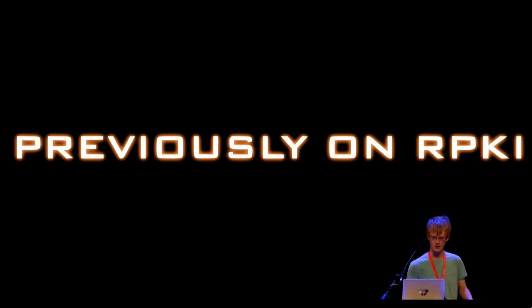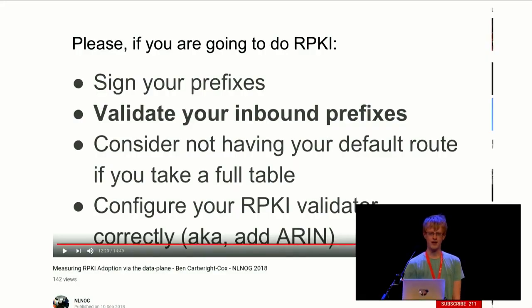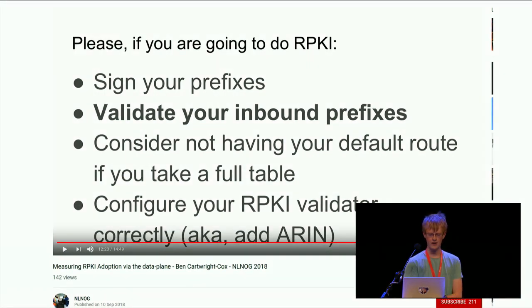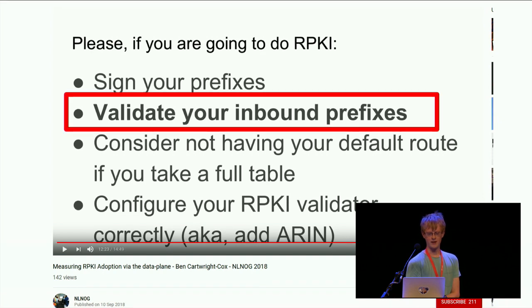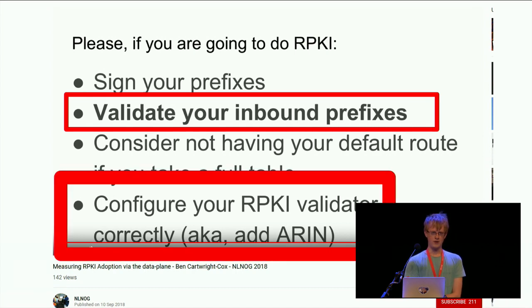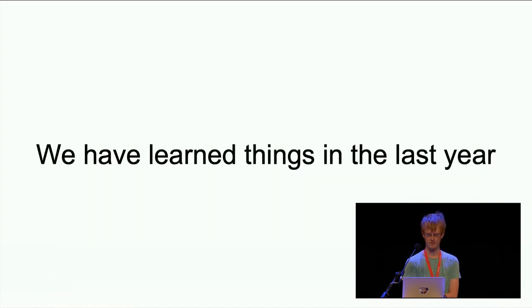So I did this talk last year, so previously on RPKI, in case you haven't seen that talk, I gave four major points. One is obviously sign your prefixes. That's really easy, especially if you're in RIPE, because it's just a simple case of going to the control panel, if you're the LIR at least. Most important point is validate your inbound prefixes, because not many people actually do that, as we found out. The second important point was to actually configure your RPKI validator correctly, because of interesting contract politics with ARIN. We've learned some new things between then and now.